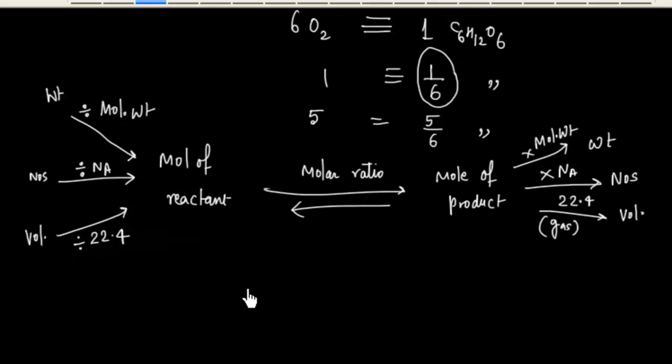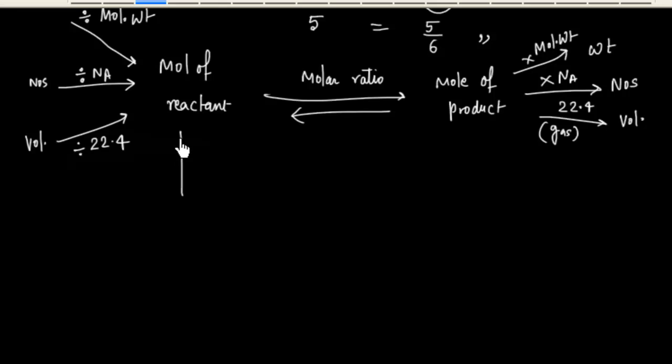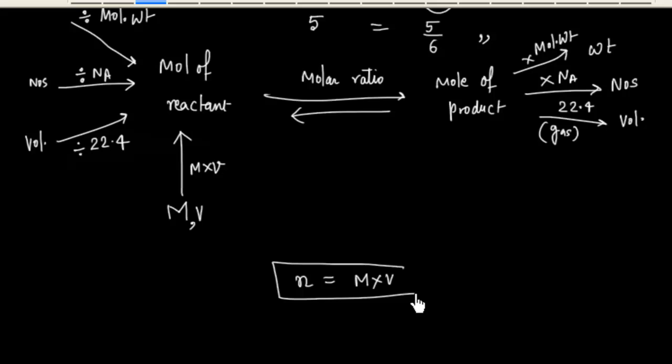There is one more way to give the moles of reactant, and that is molarity times volume. So if I give you molarity and volume, moles can be calculated as molarity into volume. So we have a formula: number of moles is equal to molarity into volume. This we will discuss in a later chapter. So molarity into volume also gives you the moles of reactant.